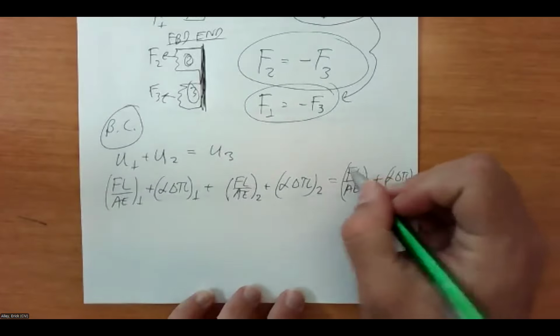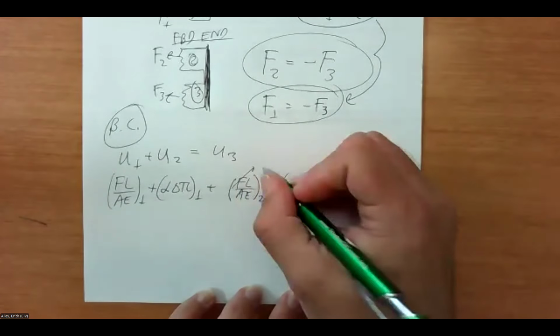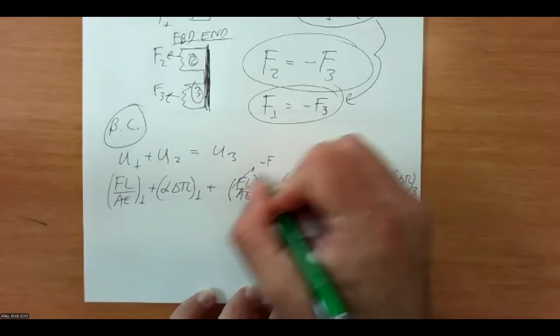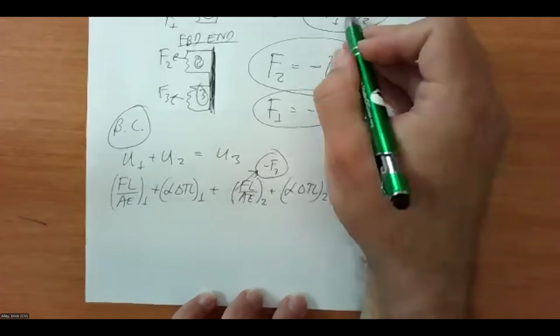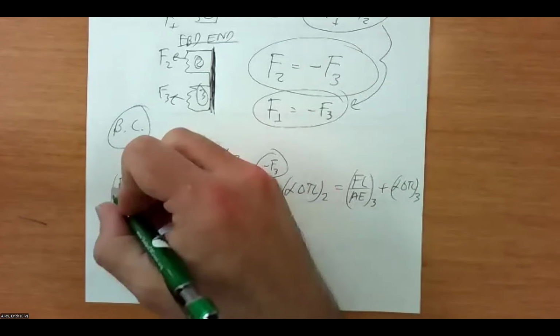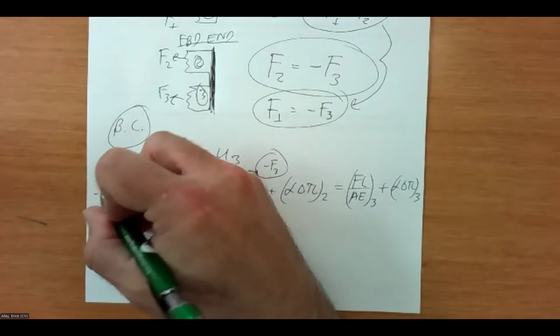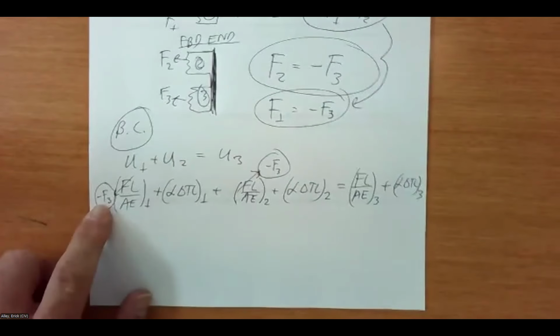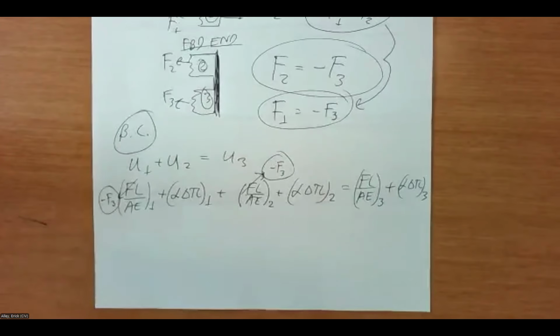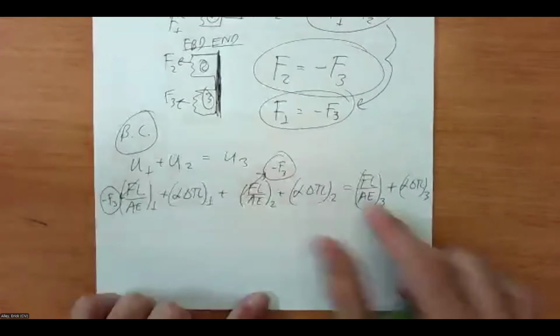All right. So we'll keep F3 in here. For F2, I'm going to put in a negative F3. And then I can also see that 1 equals 2, so I can put in a negative F3 over here as well. So F1 is going to go to minus F3, F2 is going to go to minus F3, and that's going to leave me with just forces number 3.